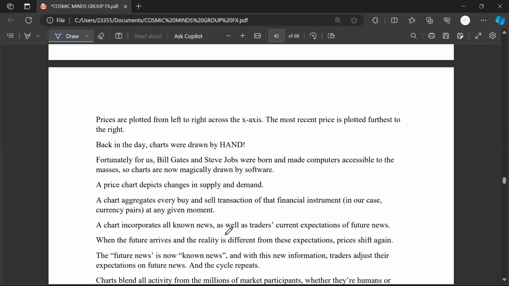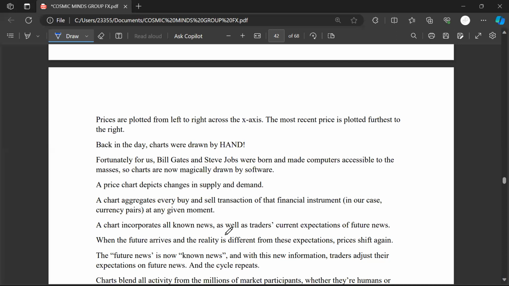Back in the day, charts were drawn by hand. Fortunately for us, Bill Gates and Steve Jobs were born and made computers accessible to the masses. So charts are now magically drawn by software. A price chart depicts changes in supply and demand. A chart aggregates every buy and sell transaction of that financial instrument. A financial instrument is just the currency that we're going to deal with, or the commodities, whatever.